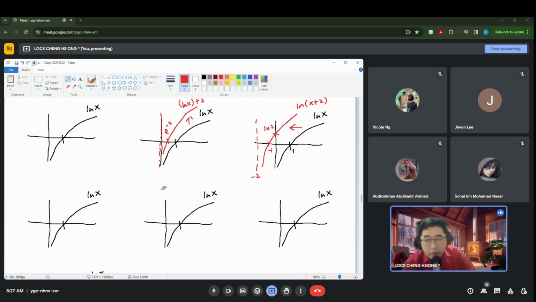What if I have 2 ln x? It becomes like this, 2 ln x, because it's stretching. What if I have ln of 2x? It becomes like this, ln of 2x. This one becomes half. This one is 1.